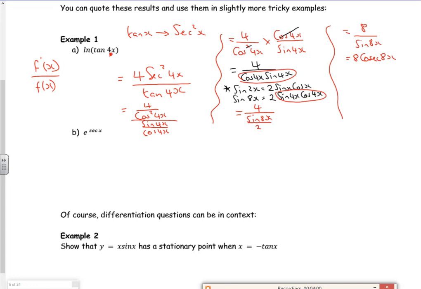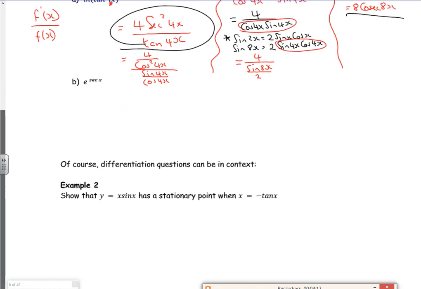You would get full marks just for doing that, but it might say put it in the form cosec 8x, in which case it's nice to follow the algebra through to there. Right, let's have a look at E.